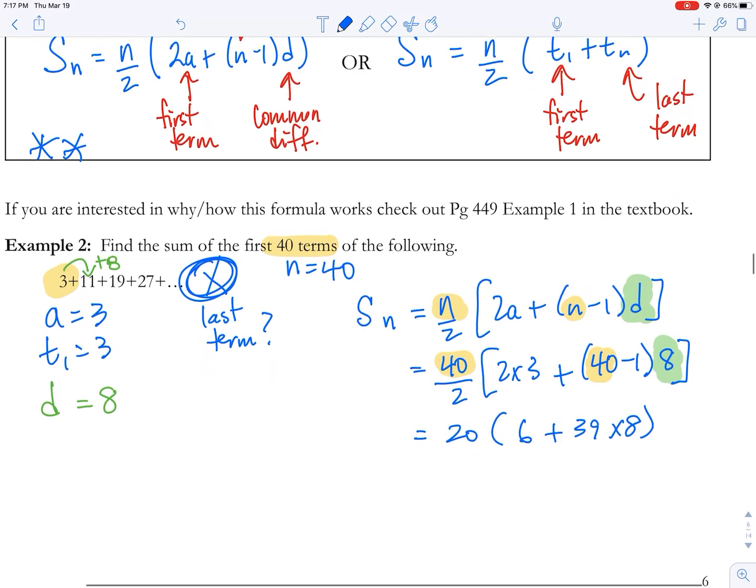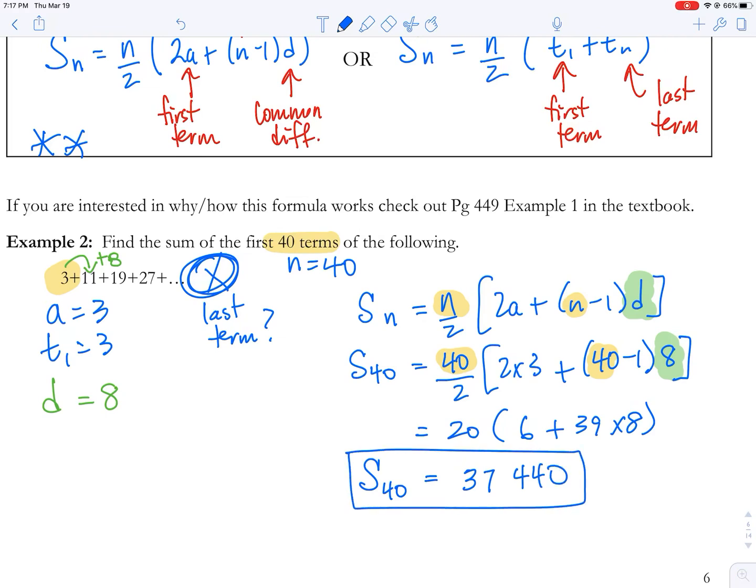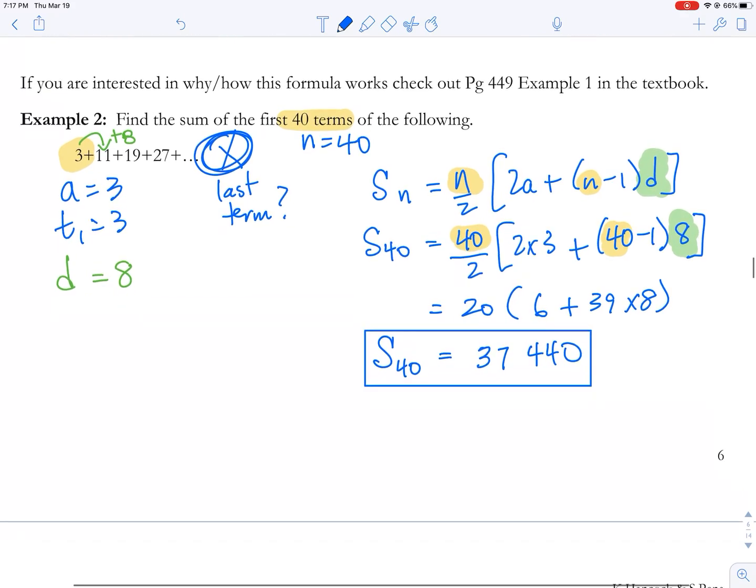And when you use your calculator for that, you're going to get the sum of the first 40 terms is equal to 37,440. And that's going to be our answer. Pretty straightforward. Identify what we have, substitute it into that bigger equation, punch it in the calculator, and solve.